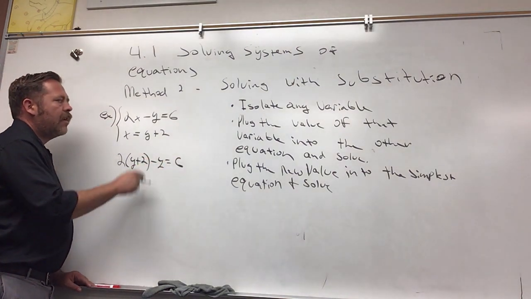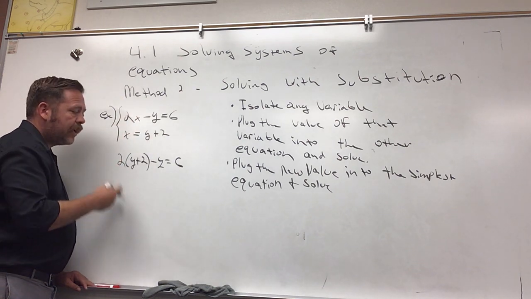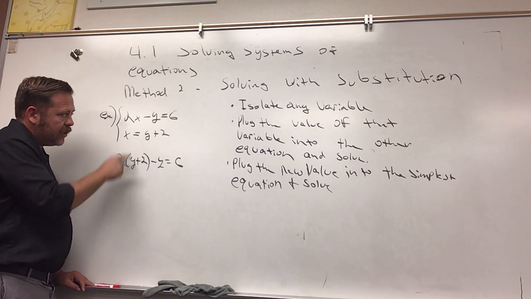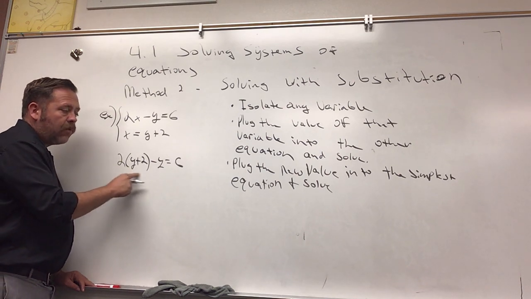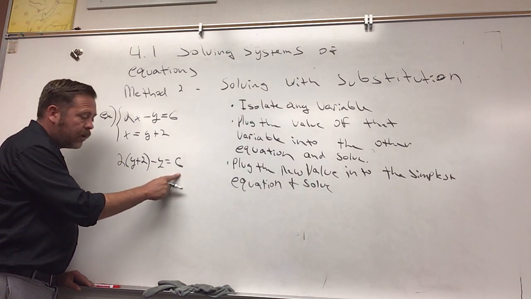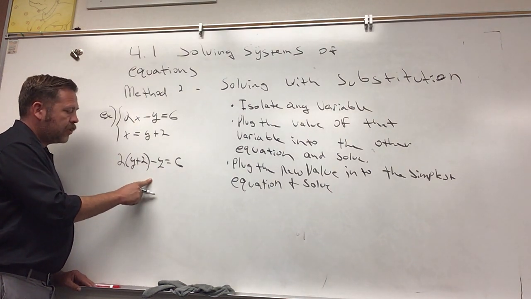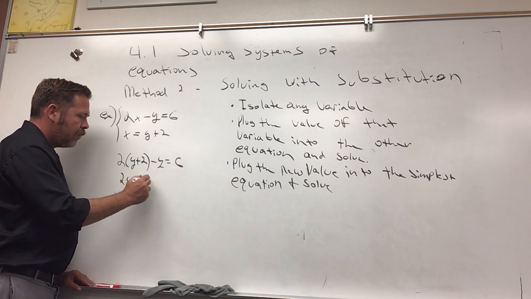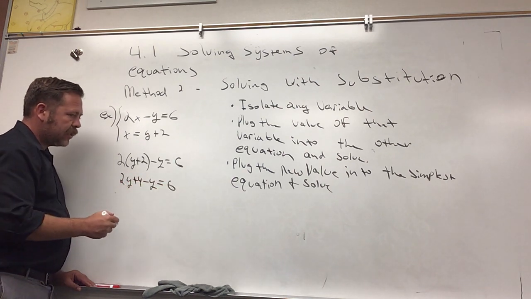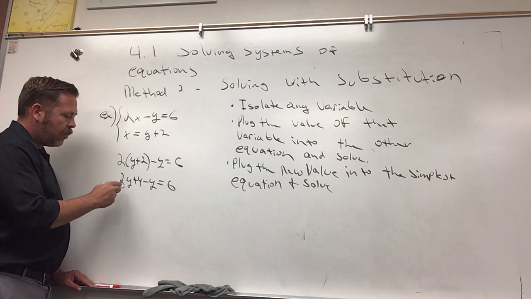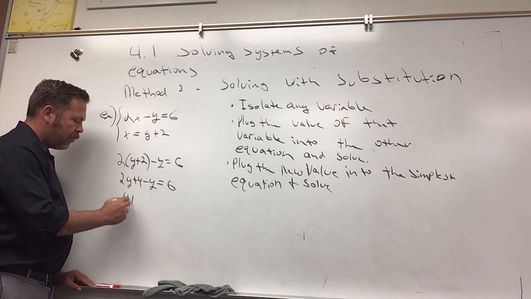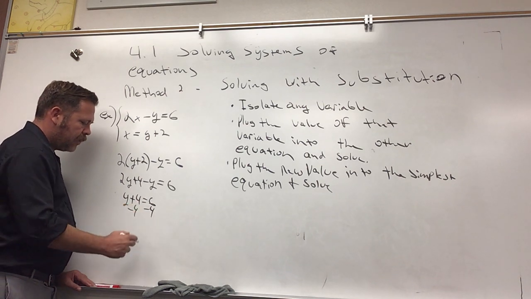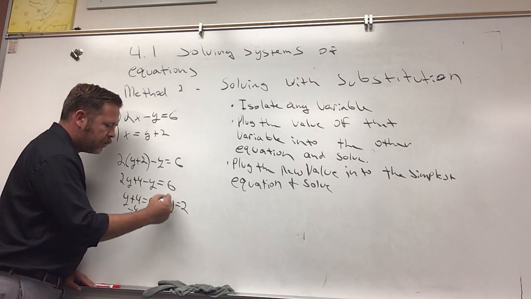See, when you have one equation with two variables, you can't get a solution for a number. But now, by substituting, I have only y's and I can solve. I can find the number that y is equal to. So we'll follow our steps. We'll distribute: 2y plus 4 minus y equals 6. And then I'll combine 2y minus y to get y plus 4 equals 6. And we'll subtract 4, and y equals 2.